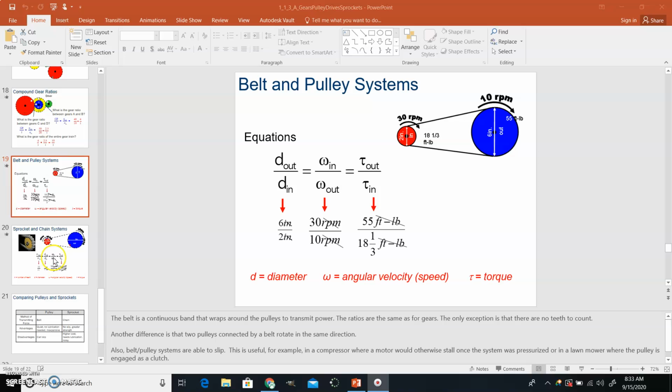Okay, so again, you're just pulling data from there, and we could do some calculations when we do these as far as the diameter of our gears, or our diameter of our pulleys.